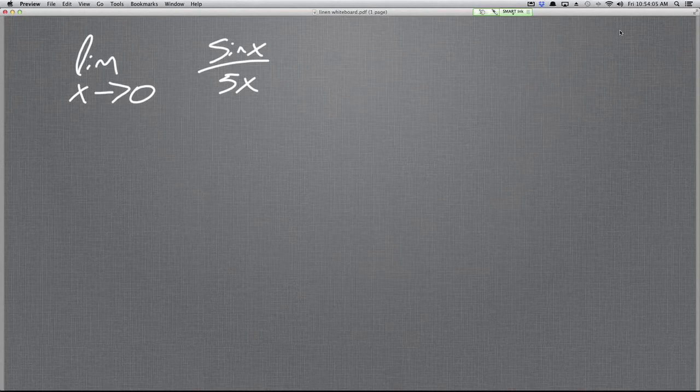What do you guys think? 1/5. 1/5 is going to be my limit. How do you come up with 1/5? There's something with the 5 and just picking up. What about the bottom?